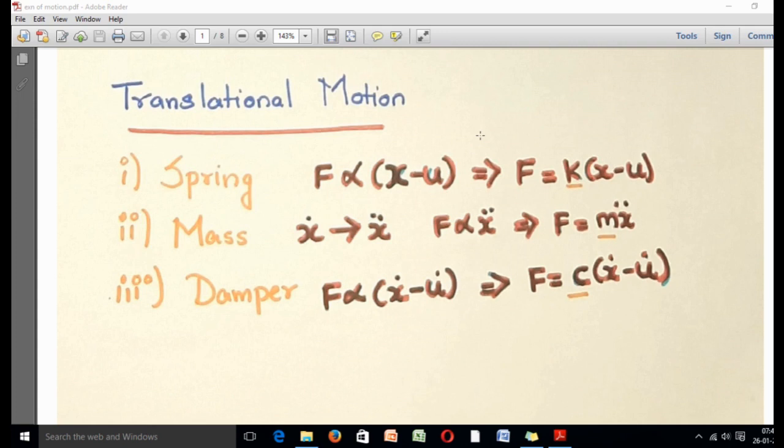K is a proportionality constant, and K is referred to as the spring stiffness. The second term is mass. For an object having a mass m, the acceleration is directly proportional to the force acting on the object. Or we can describe it in terms of Newton's second law of motion, F = ma. Let x be the displacement; when you differentiate it once, we get velocity, which is x dot, and when we differentiate it again, we get x double dot, which is acceleration. So F is proportional to x double dot. When I remove the proportionality, I get F = m x double dot, where m is mass, the proportionality constant. So we have stiffness here, and we have mass here.